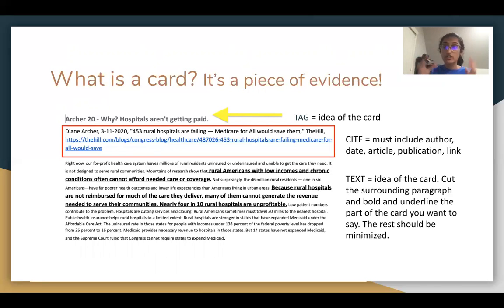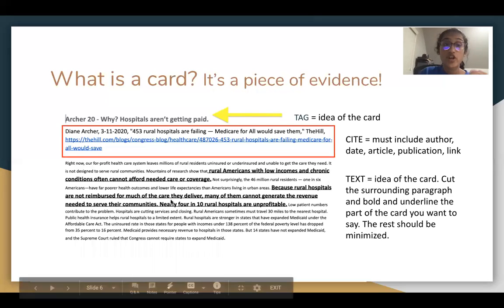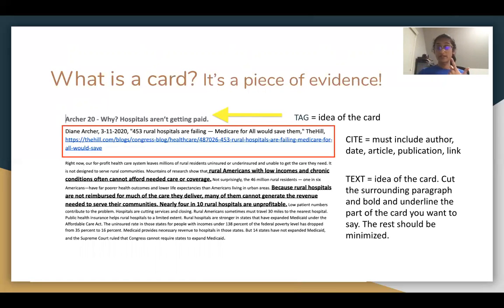Cards are unit pieces of evidence. These are pieces of evidence that you use in every single speech: constructive, rebuttal, summary, final focus, even crossfire. And this is kind of the format of them. So at the top, the way that we use evidence in debate is by using the last name of the author and the year it was written.